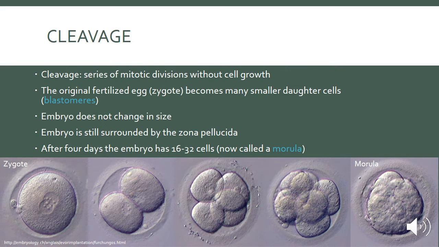But we're not going to see any growth. So the original fertilized egg, now called a zygote, becomes many smaller daughter cells that are called blastomeres. But we don't change the overall size of the embryo, and it's still surrounded by the zona pellucida. But after 4 days, the embryo will have anywhere from 16 to 32 cells, and now you call it a morula.